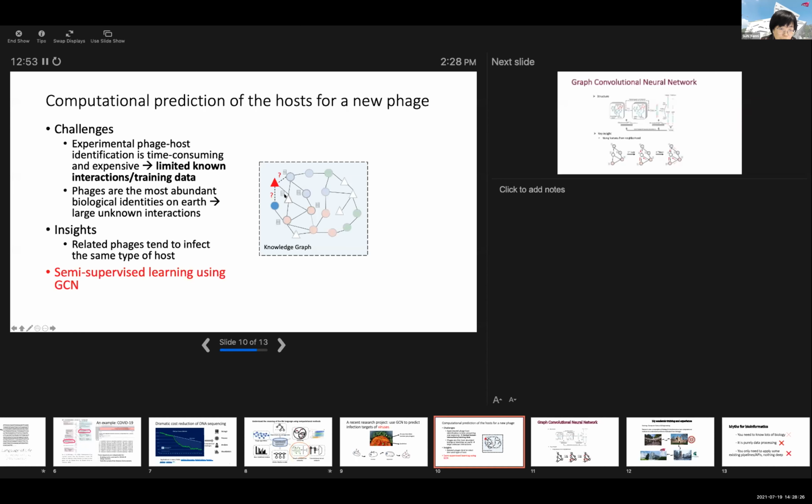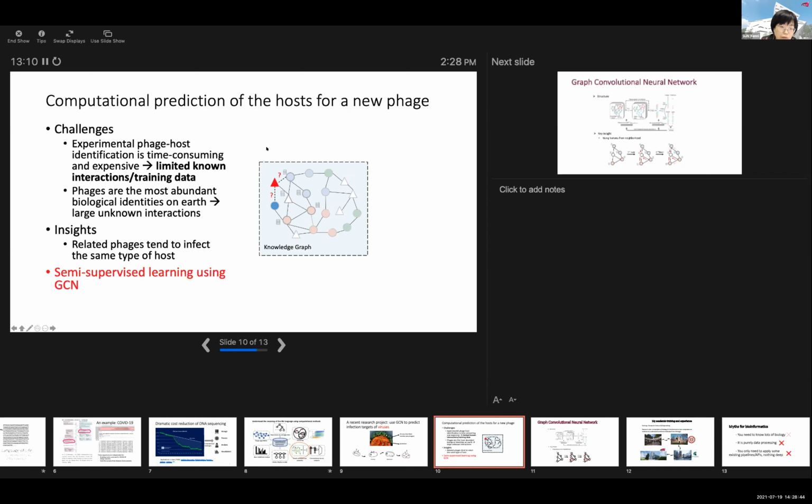And of course, there are lots of specific questions you have to answer. For example, when I say related, we have to quantify that, right? How do you evaluate the distance between two phages, between two bacteria, etc.? And also, once we have this graph, what do you do?